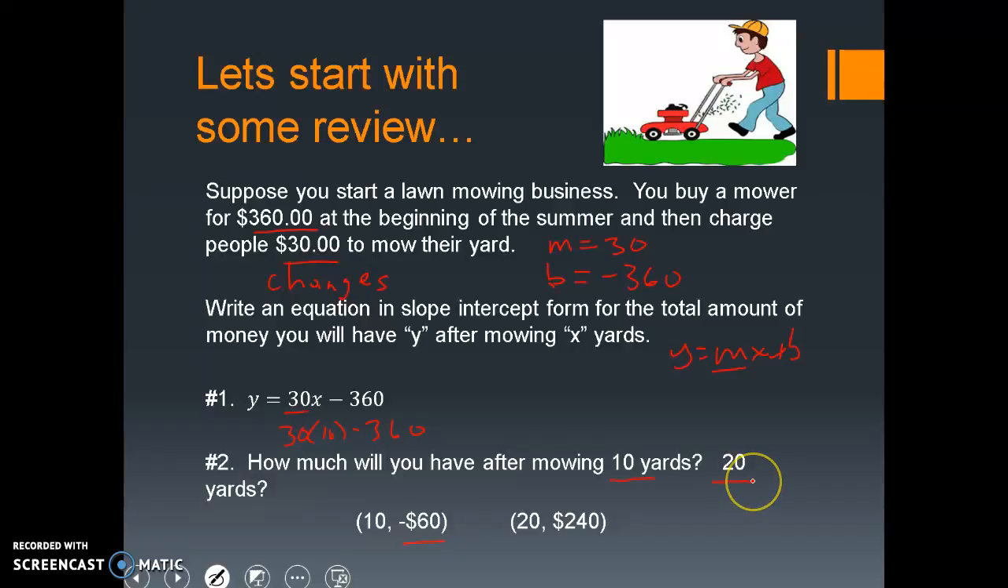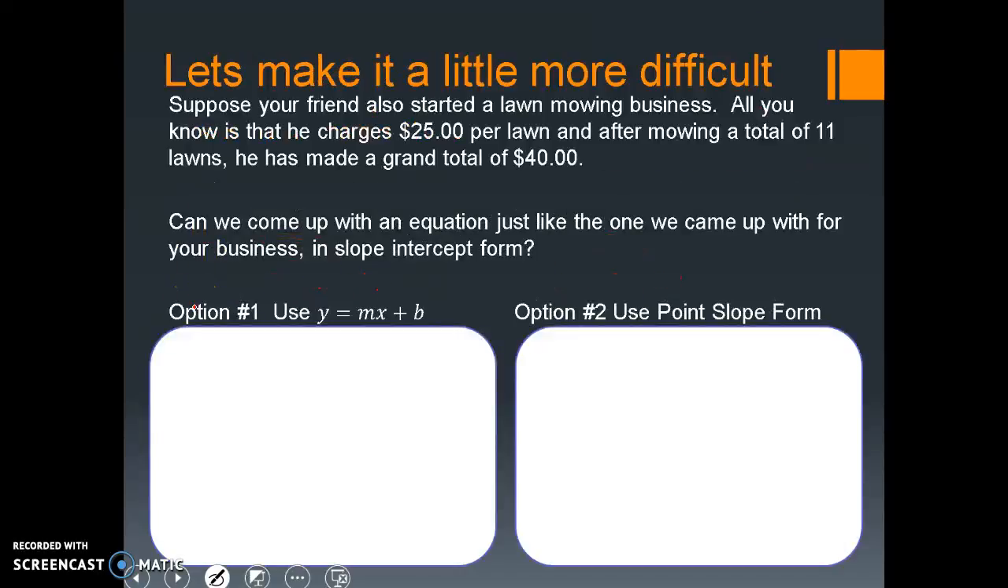After mowing 20 yards, though, you would plug a 20 in for x. And it's going to be 30 times 20, which is 600. And 600 minus 360 is 240. And so we would have $240 after we mowed 20 lawns. Plus we would have our lawnmower. So that's an equation for your lawn mowing business.